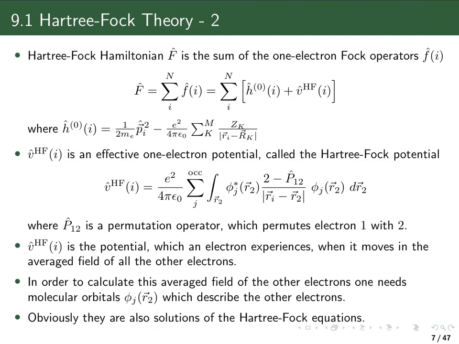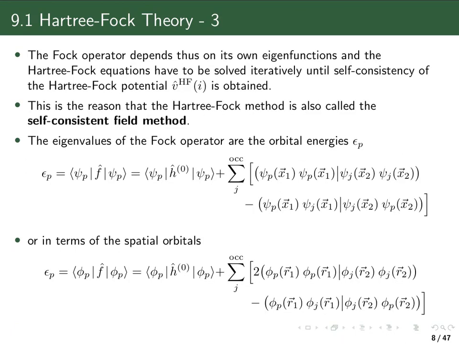Now in order to calculate this integral here, which means to calculate the charge distribution of the other electron, we of course need to have this orbital phi j, and they are of course also solutions to the Hartree-Fock equations, which means that the Fock operator, where this Hartree-Fock potential is a part of it, actually depends on its own eigenfunction, which means one has to solve the Hartree-Fock equations iteratively until self-consistently, meaning until the orbitals which we get as solution to the Hartree-Fock equation do not differ significantly anymore from the orbitals which we use to calculate this Hartree-Fock potential.